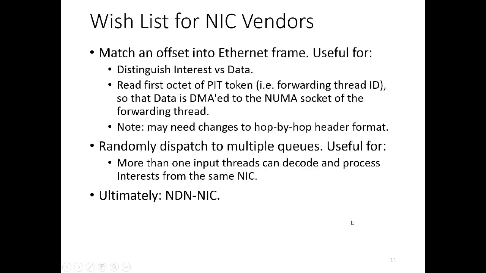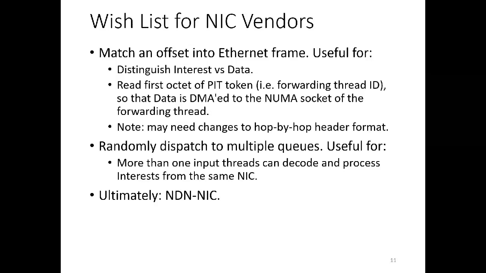But what I wish that the Ethernet adapter could support in the dispatching, in the filtering functionality is first, I hope they can match an offset into the data portion of the Ethernet frame. If I can get that feature, I will be able to distinguish interest versus data. And then in case the packet is a data, I can also use the hardware to read the first octet, or the forwarding thread ID portion of the PIT token. Then I can place the data straight to the forwarding thread on the correct NUMA socket. So there is somewhat fewer NUMA crossing when it's being forwarded.